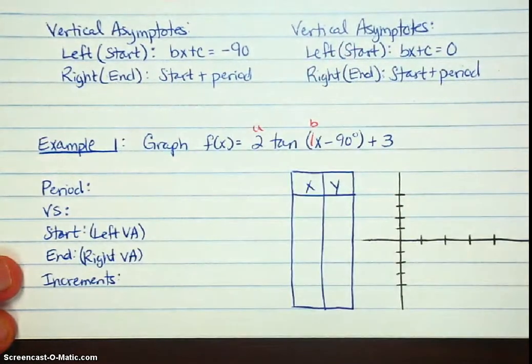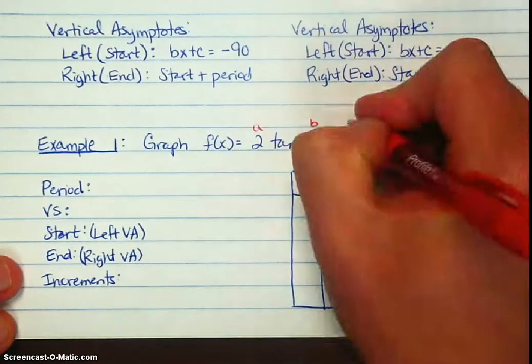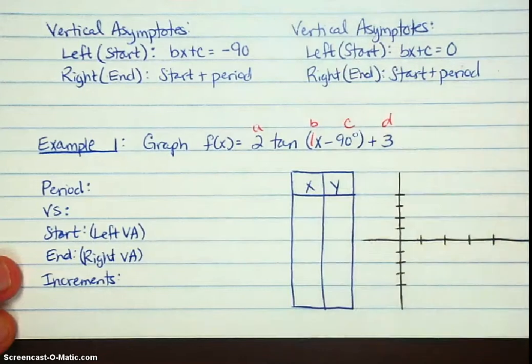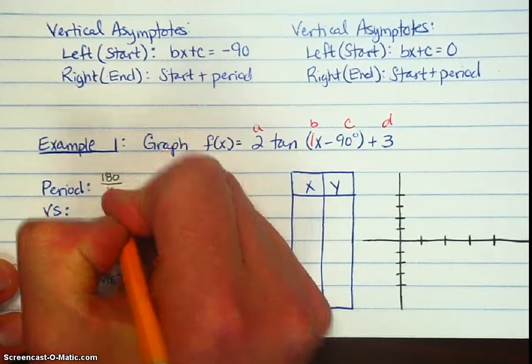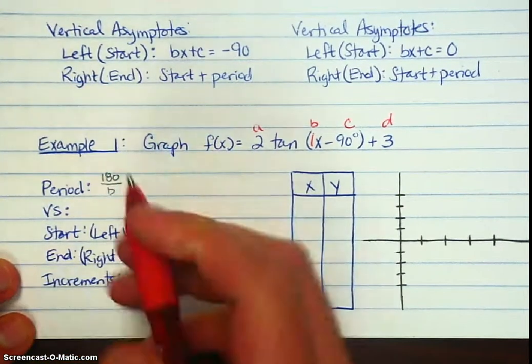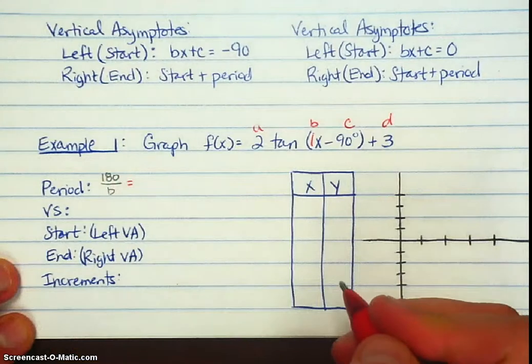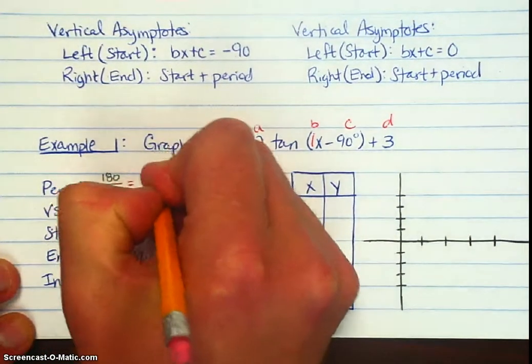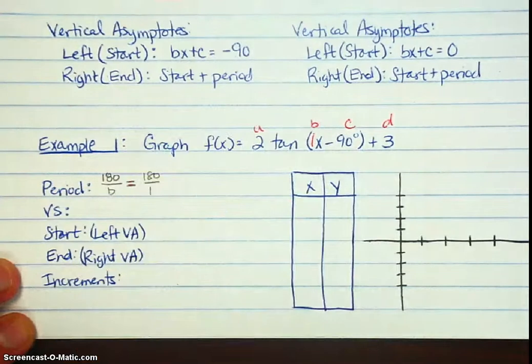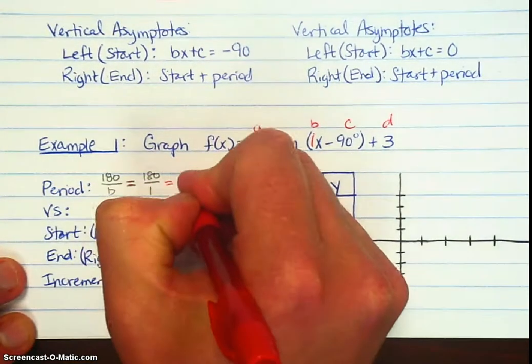B is 1. It's in front of the x there. 90 is still the C, and then that is D. So now, to find the period, we do this a little different because the period for these are 180. So we take 180 and we divide it by B. So for this problem, I'm going to have 180 divided by 1. All right, and so the period for this one is going to be 180.